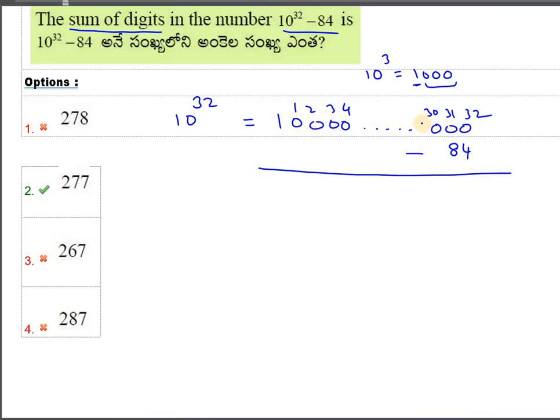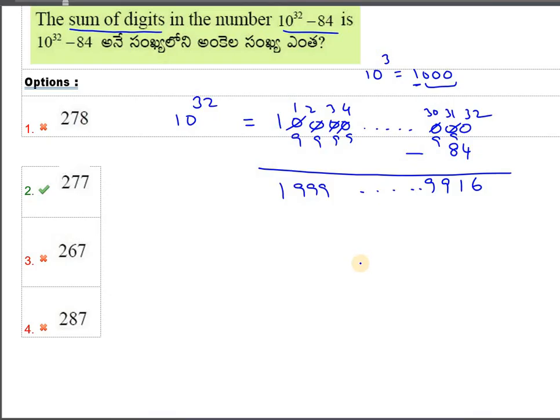So when you borrow from here, all this becomes 9, because here we cannot remove from 0. Basic maths. This becomes 9, 9, 9. All 9s will be there. This is 10. Last one, 10 minus 4, how much? So this will be 6. Then 9 minus 8 minus 1, and then followed by 9, 9, 9, 9, 9 like this.